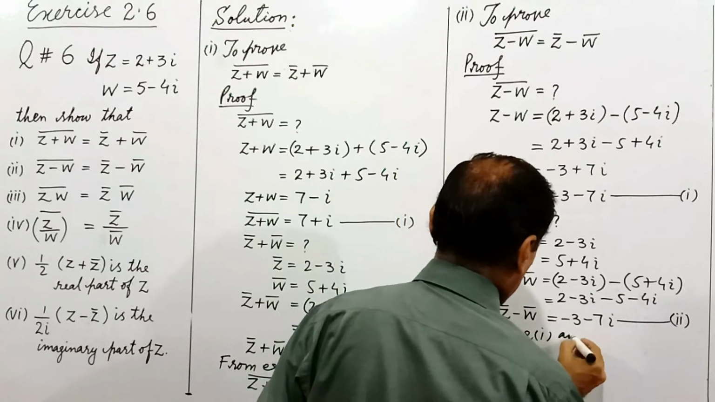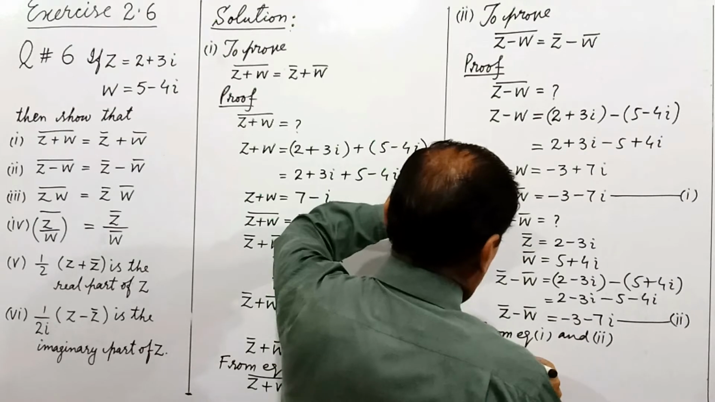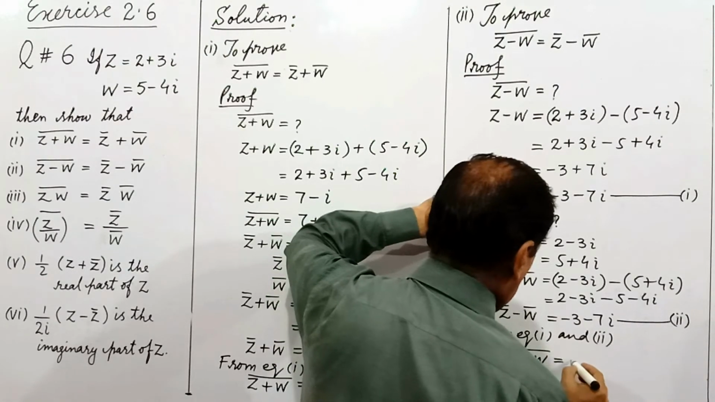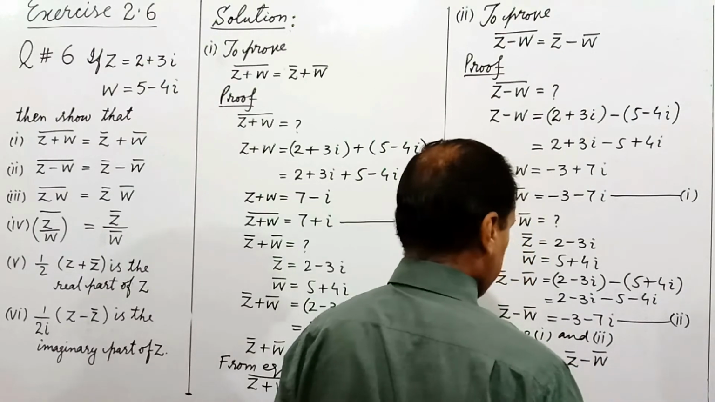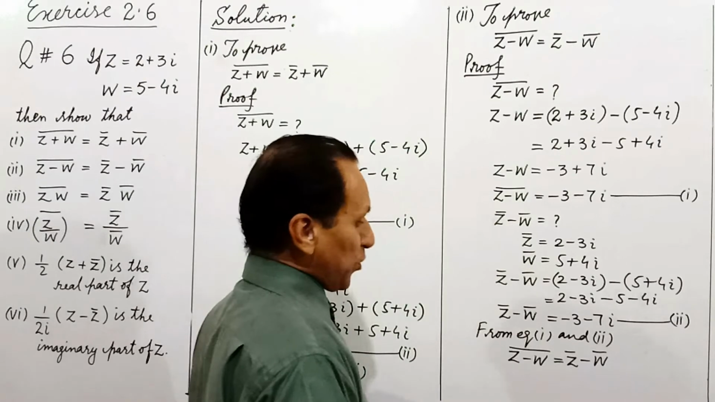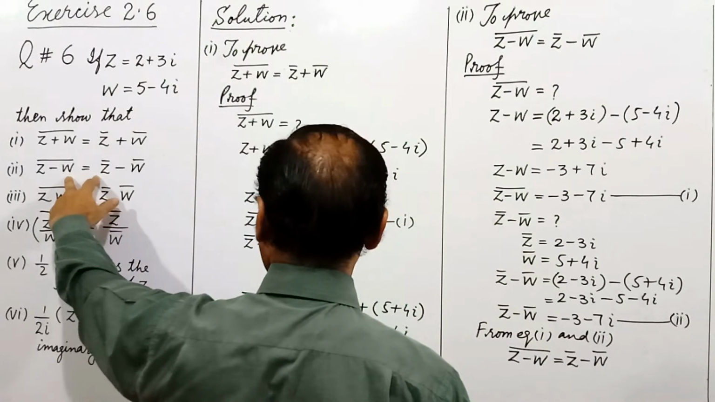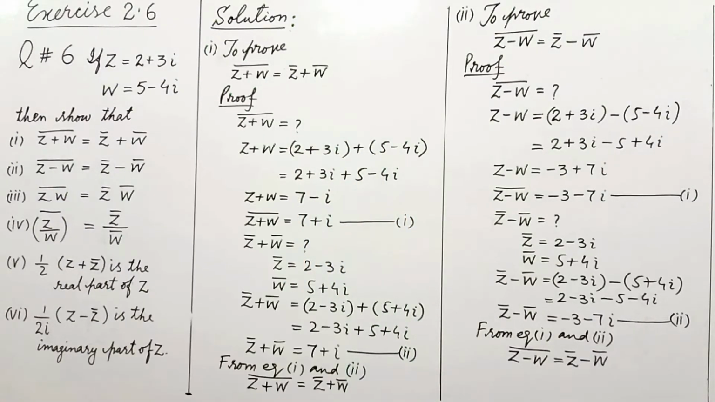from equation 1 and 2, z minus w whole bar is equal to z bar minus w bar. And that is the proof of the second part given in the question. Z minus w whole bar is equal to z bar minus w bar.